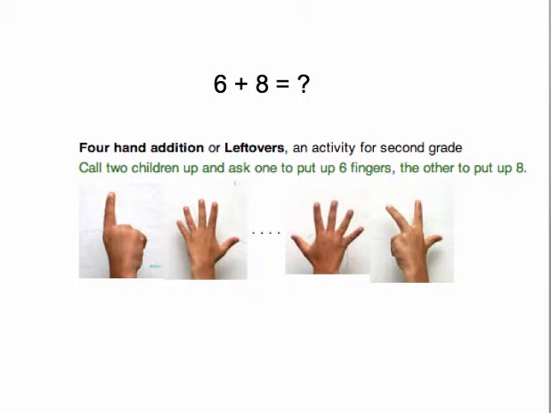Okay, so if one child has 6 and one child has 8, we could, of course, do a counting up, or we could look at it quickly and look for the 2 hands. Okay, full hand, full hand. So I have 10 immediately, and then I can just look at the singles.